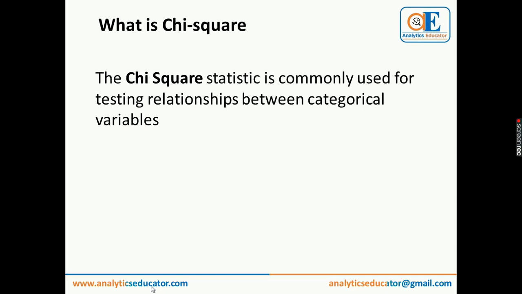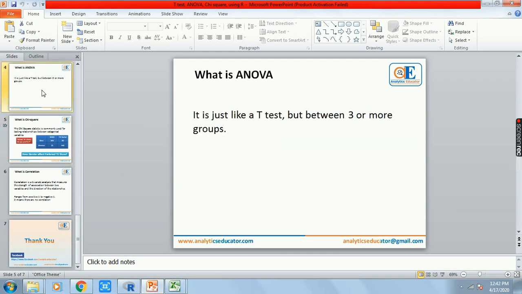We have done till ANOVA. Next is the chi-square test. The chi-square test is a non-parametric test. That means it doesn't require the assumption that your data is normally distributed. This tests whether you have any dependencies among categorical variables or not.